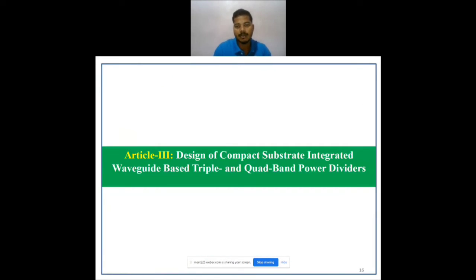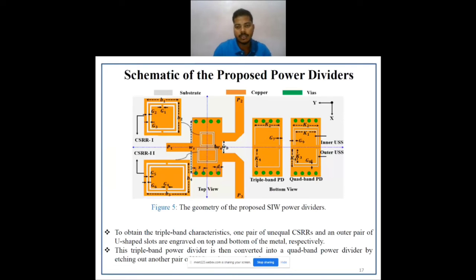So this is the compact, software integrated triple and quad band power divider. This is a quad band power divider. As of now in the literature there are not several quad band power dividers. This is the first time we have proposed a quad band power divider. Here CSRR and DGS are used for getting the triple band and quad band power divider. Initially we achieved a dual band power divider by employing the CSRR on the top of the metal. After that, on the bottom side, we used two DGS to achieve the triple band and quad band power divider.